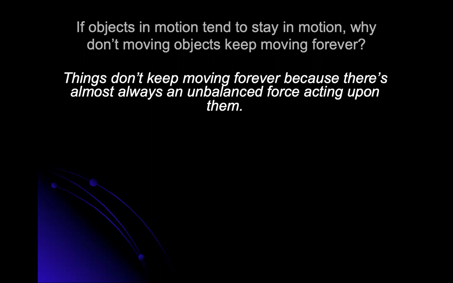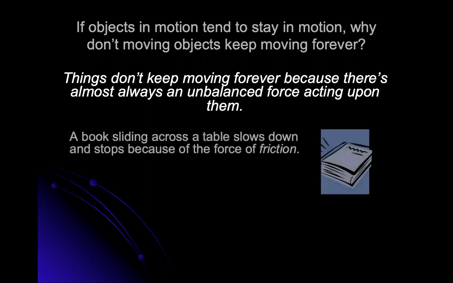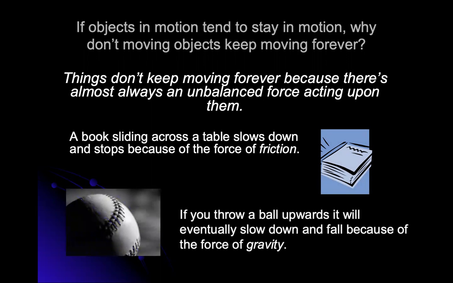There's gravity pulling down, there's friction, there's always some other force. If you get out in space, maybe that's where you run into a place where there's less and less opposite force, but even then, there's gravity of objects that would cause the change in direction of an object. Okay, a book sliding across a table slows down and stops because of the force of friction. If you throw a ball upwards, it will eventually slow down and fall because of gravity.